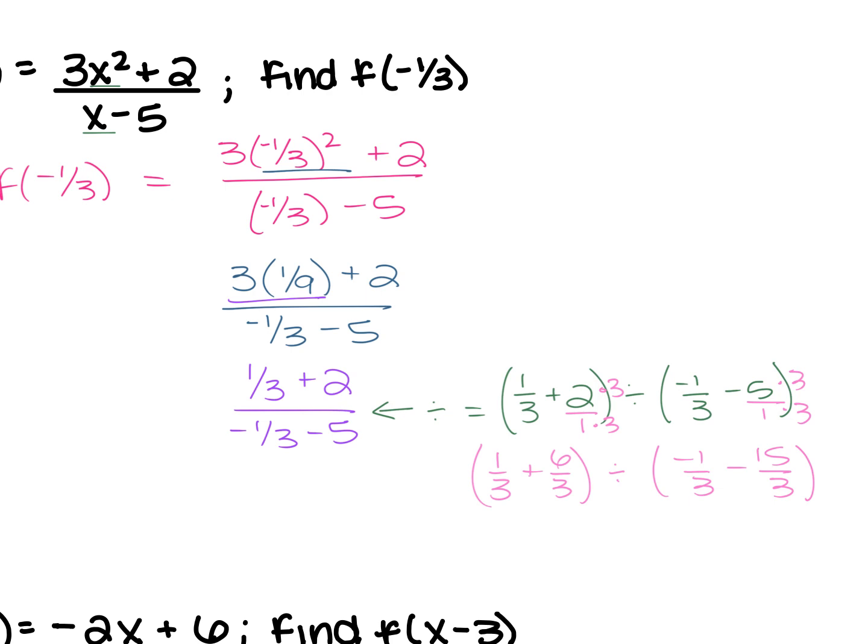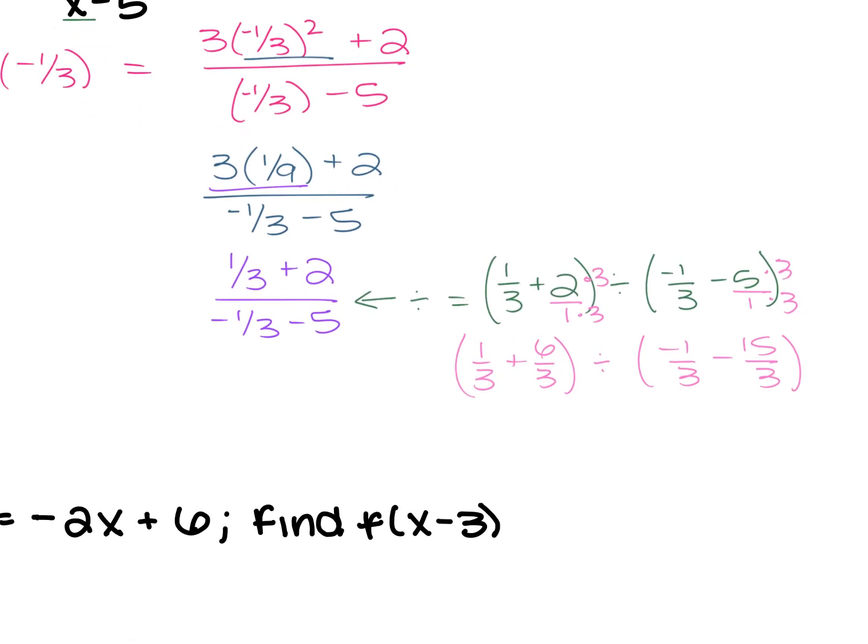From here, simplify inside those parentheses first before you do the division. The 1 plus 6 gives you 7 over 3 divided by negative 1 minus 15, or negative 1 plus negative 15. Same signs, keep the sign, add the numbers. That's negative 16 over 3. From here, you're going to keep, change, and flip. So that's going to give you 7 over 3 times 3 over negative 16. Your 3's are going to cross simplify to become 1's, and that just gives you negative 7 over 16.